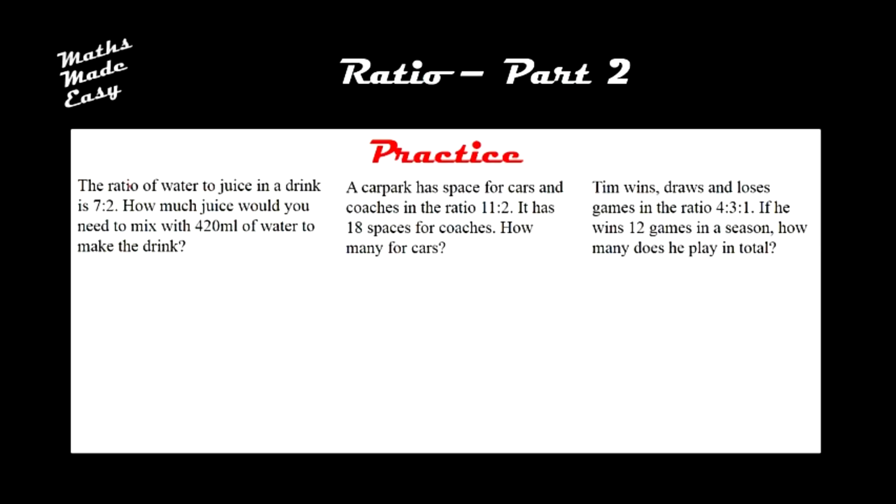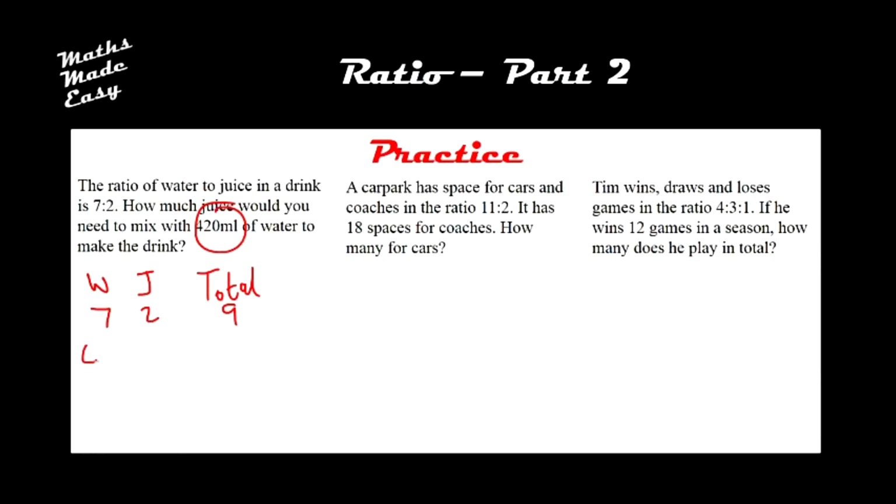Okay, here are the answers then. So we've got a ratio of water to juice in the ratio 7 to 2. So we end up with a total amount of drink 9 parts. We're given 420 milliliters of water to make that drink, so how much juice would we need?